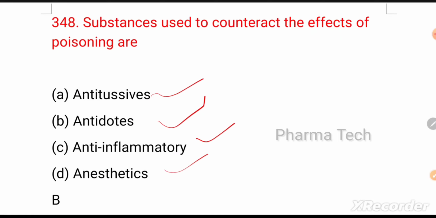Next question: substances used to counteract the effects of poisoning are? Options are antitussives, antidotes, anti-inflammatories, anesthetics. Answer is B, antidotes. An antidote is a substance used to counteract the effects of poisoning.